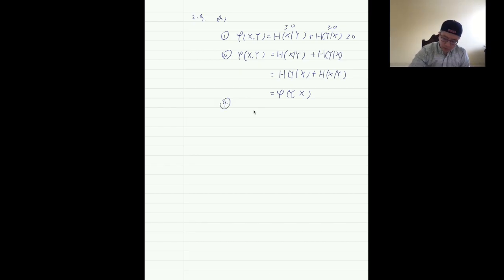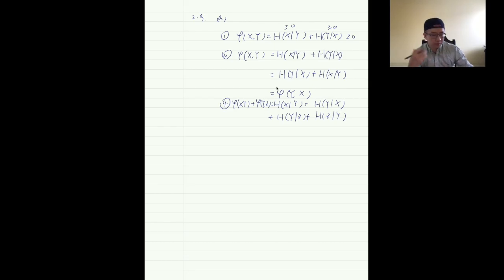Okay, so here we have rho xy, which again equals this expression. And here we need to write rho xy plus rho yz. So that equals this plus H(Y|Z) plus H(Z|Y). We can see that our goal is to show rho xy plus rho yz is bigger than or equal to rho xz, so we need to somehow connect x and z.